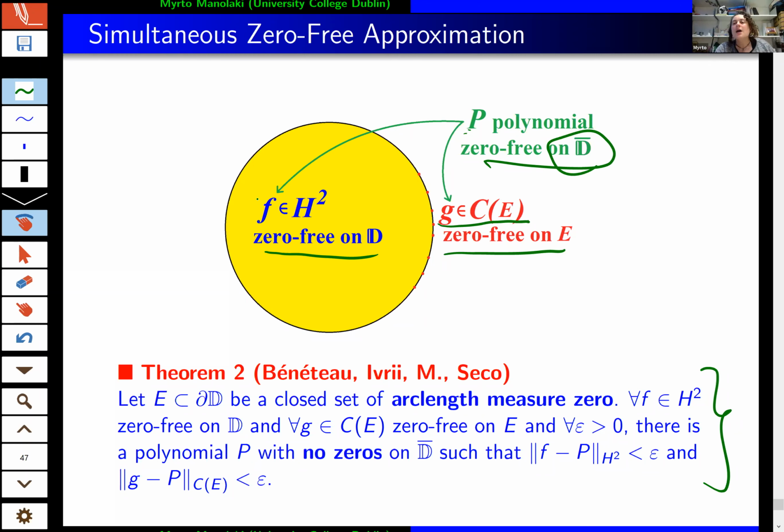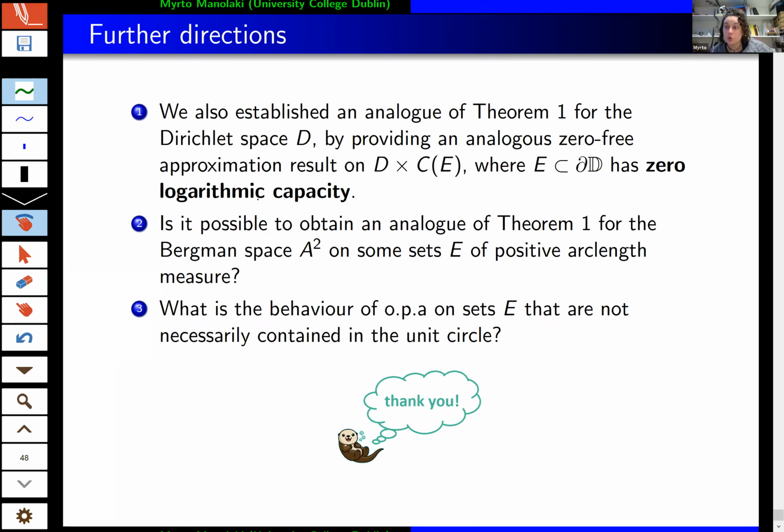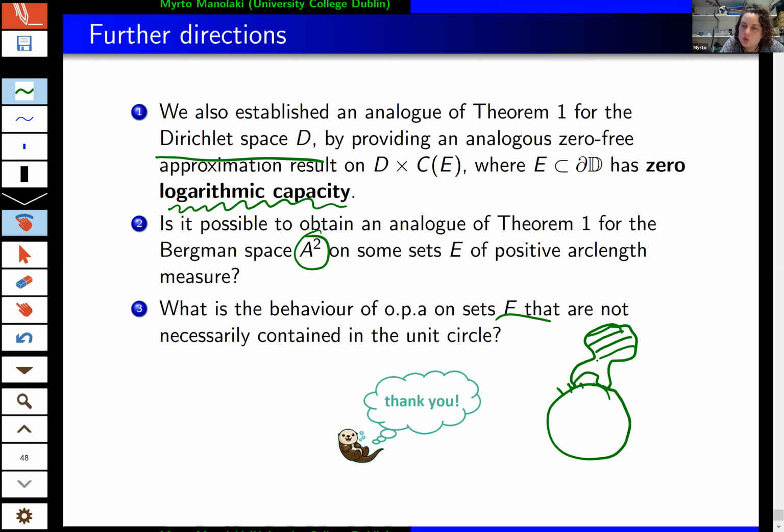So my talk is essentially over. Just to say before I say thank you, that we have a corresponding result about the Dirichlet space. The difference is that here we have logarithmic capacity zero. And what remains open is what happens in the Bergman case. And also what remains open is what can we say if E is not a subset of the unit circle, but E could also be outside the unit circle.